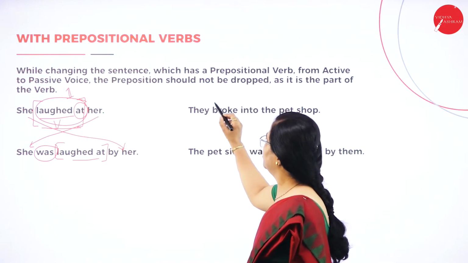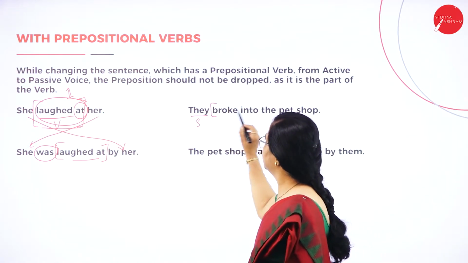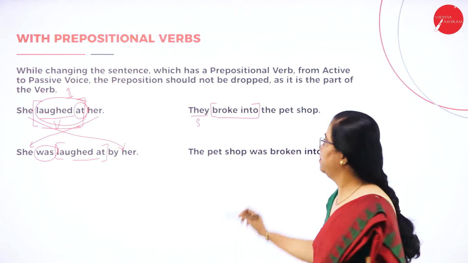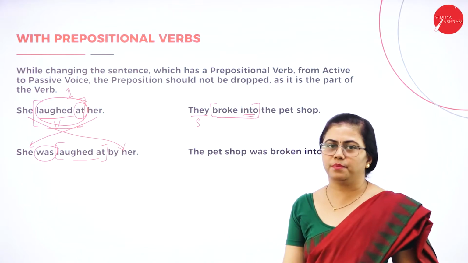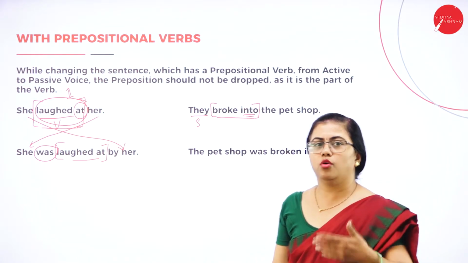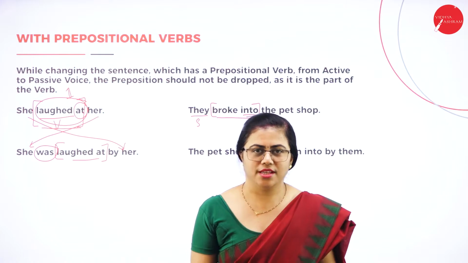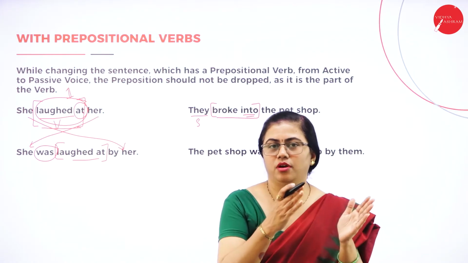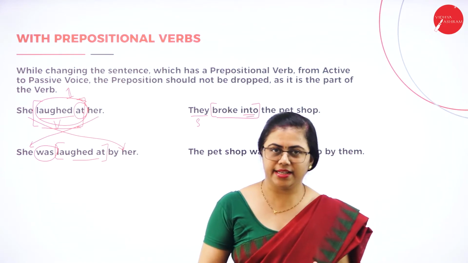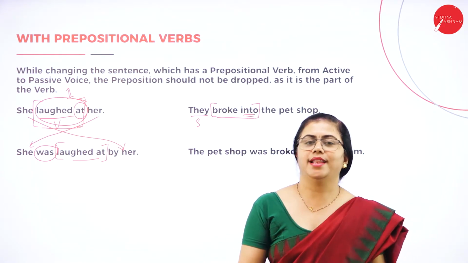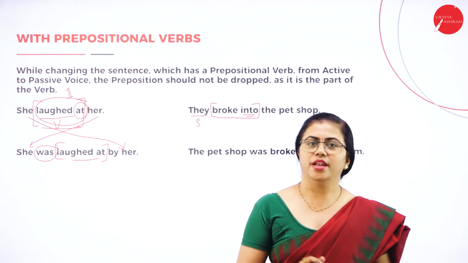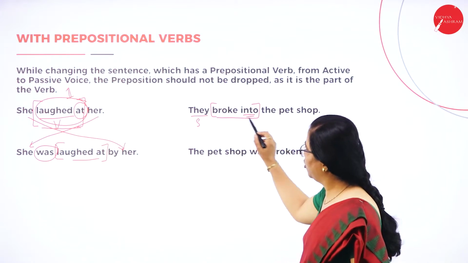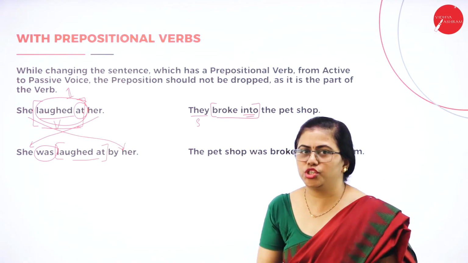They broke into. So here, this is the subject. This is the prepositional verb because into is the preposition here. Into, on, above, over, all these are called prepositions, isn't it? Prepositions tell us about the relationship of the subject to the other words of the sentence. They basically tell us about the position of the nouns or pronouns in the sentence. So here into is the preposition, broke into altogether is the prepositional verb.